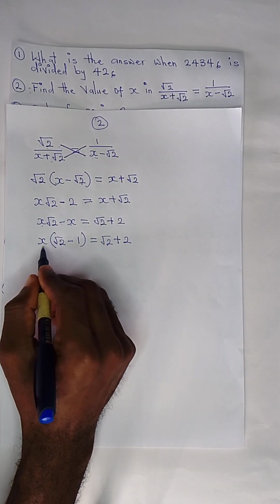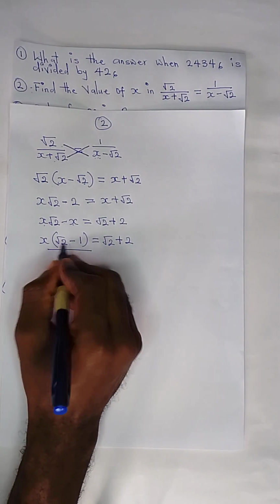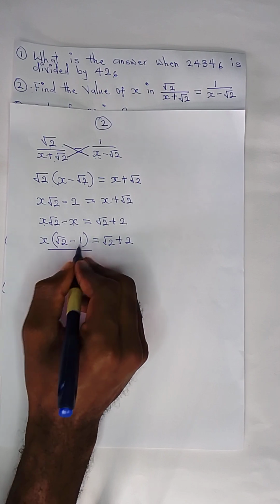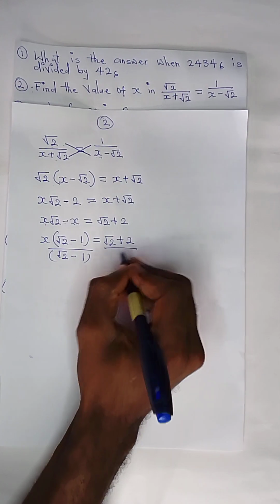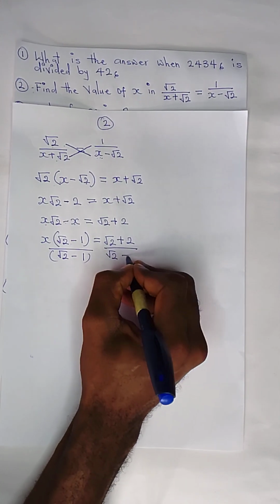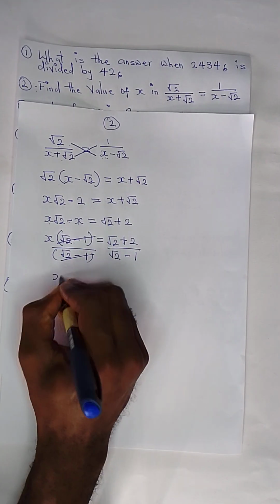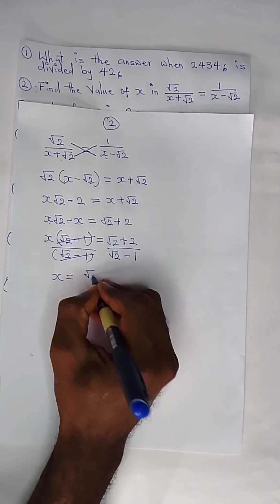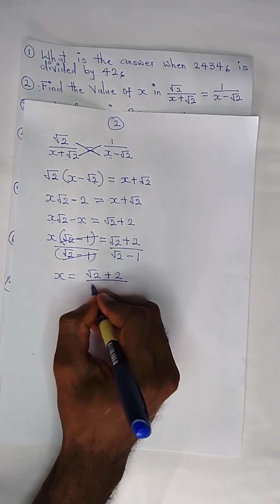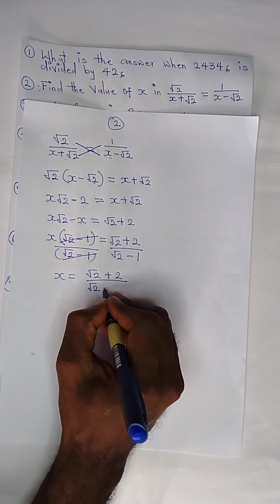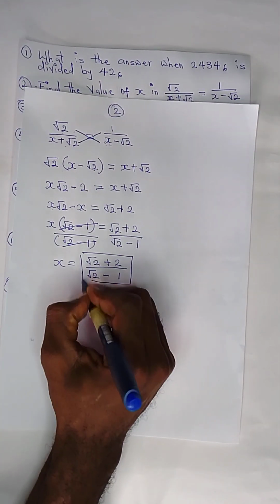For me to get the value of x, that's my answer now. I'm going to divide both sides by the coefficient of this x, which is root 2 minus 1. So this will be root 2 minus 1 divided by root 2 minus 1. So this will cancel this. So x is equal to root 2 plus 2 all over root 2 minus 1. Now this is supposed to be our final answer.